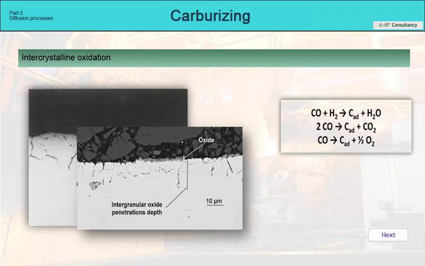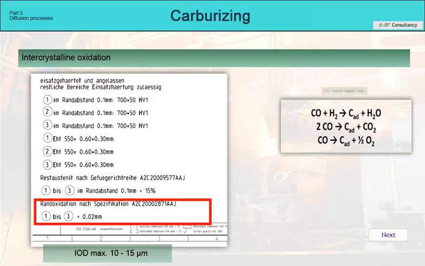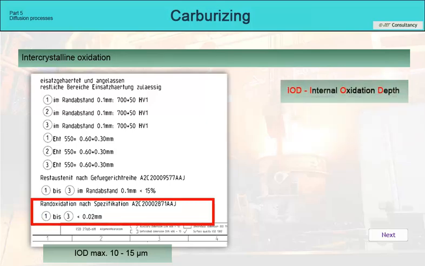Usually, oxidation is permissible to a depth of 10 to 15 microns, and on the drawings, this layer is defined as the property IOD, or internal oxidation depth. Details can again be read, for example, from AMS 2759, Part 7. Intercrystalline oxidation, according to this standard, should not exceed a depth of 13 microns on the unprocessed surface.